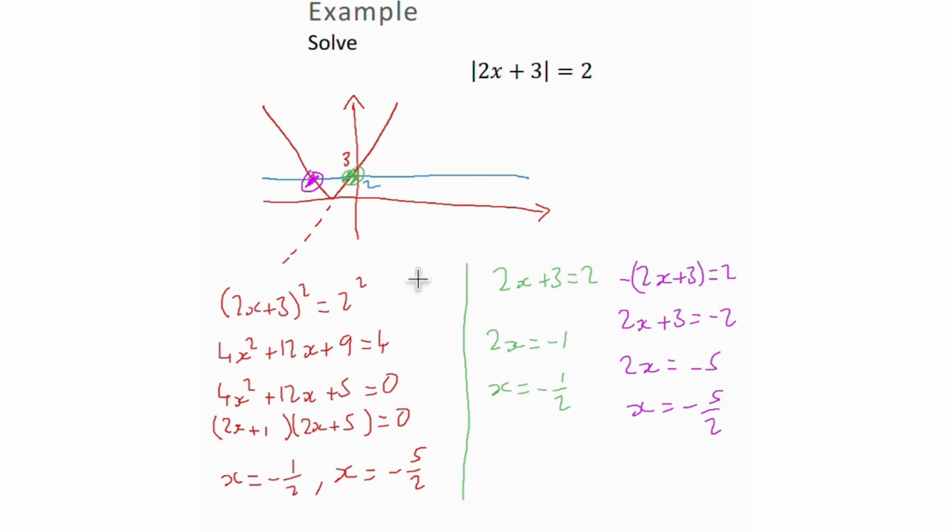So you have a choice. You can either use the squaring method or the splitting it up method. My personal preference is the splitting it up method. The problem with the squaring method is if there's a negative somewhere in there, it can get rid of that negative. So you can end up with extra solutions sometimes. So you do have to be a little bit careful, but most of the time it's going to work absolutely fine. But I would recommend drawing a quick sketch, because it does help you see how many solutions you're expecting to get. And that makes it easier to know if you've gone wrong somewhere along the way.